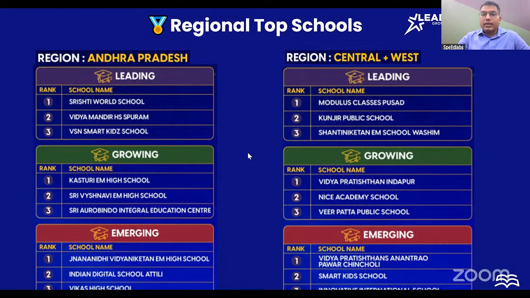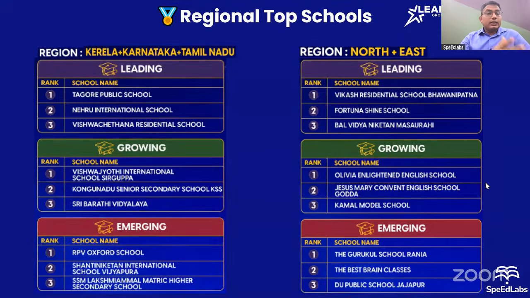If we go to the central and west region, we have Kunjiri School at the second level and Shanti Niketan Wasim at the third level. In the growing category, Vidya Prashant in Indapur, then Nice Academy and Veer Patta, rank 1, rank 2, rank 3. Then in the emerging category, we have Vidya Prashanti and Smart and Innovatives in the central and west category.